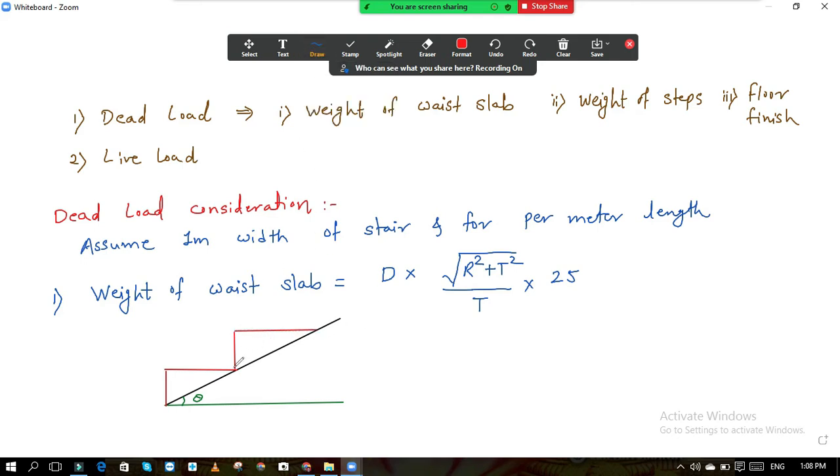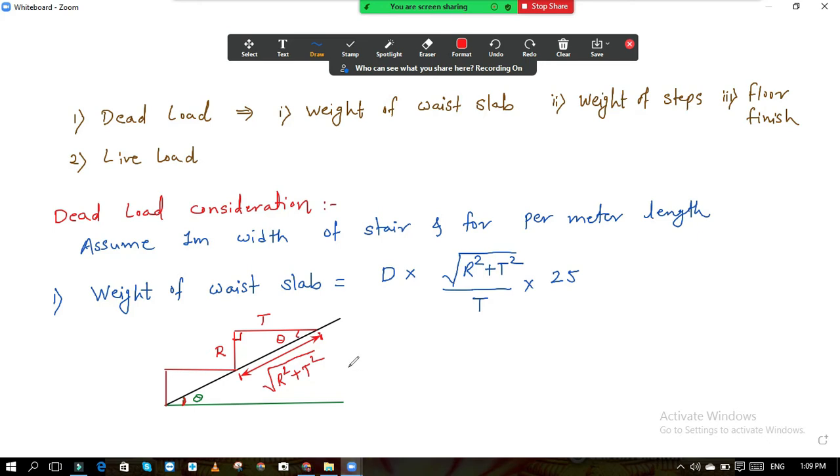If you carefully observe, if this angle is theta, this angle is also theta, because these two are alternate angles. This is your R, that is the riser. This is your tread T. From this point to this point, this angle is 90 degrees, so using the Pythagoras theorem, this length will be under root R square plus T square.